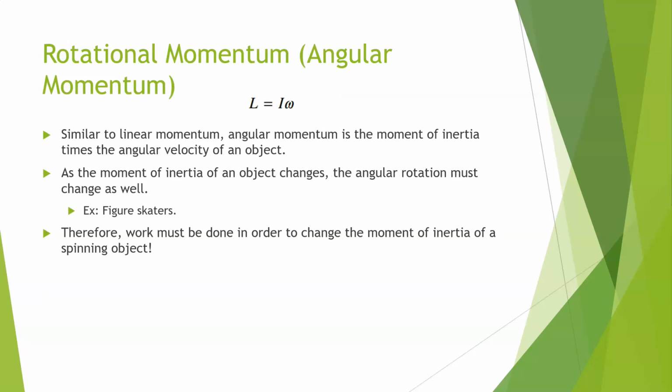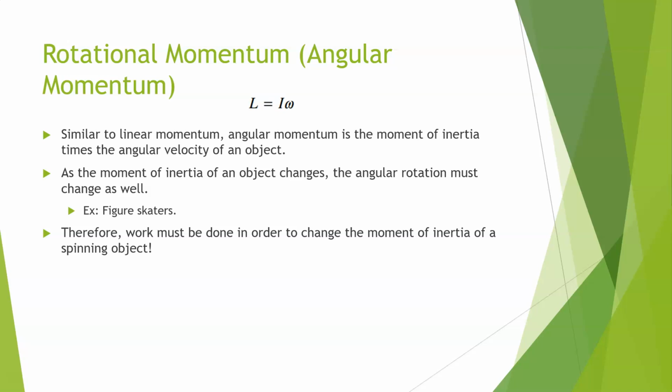The last bit was rotational momentum, or as is more commonly referred to, angular momentum, L equals I omega. Now, similar to linear momentum, this has to be conserved unless there's an external torque. Now, this is where it gets interesting, because just like in momentum, you can have collisions and explosions in which the momentum is conserved, but the kinetic energy is not. The same thing can happen in rotation. The angular momentum is conserved, but the rotational kinetic energy is not.